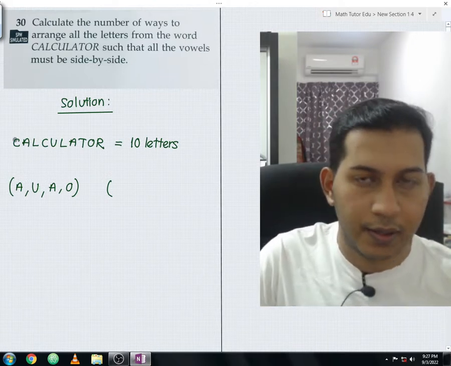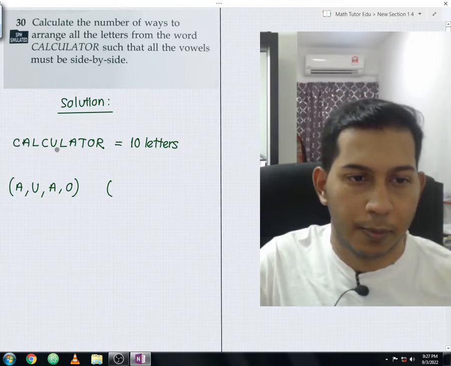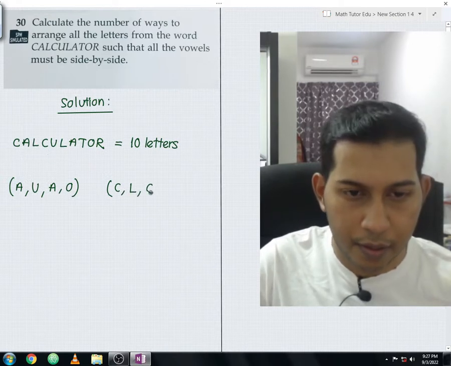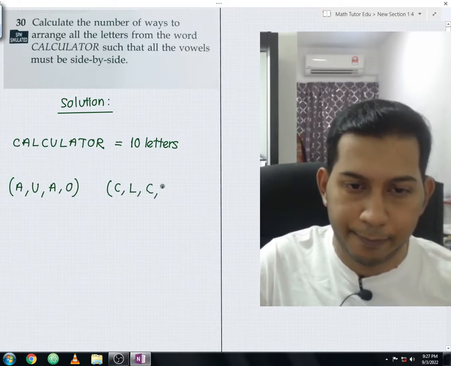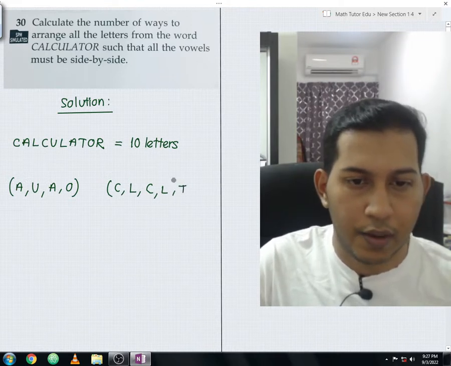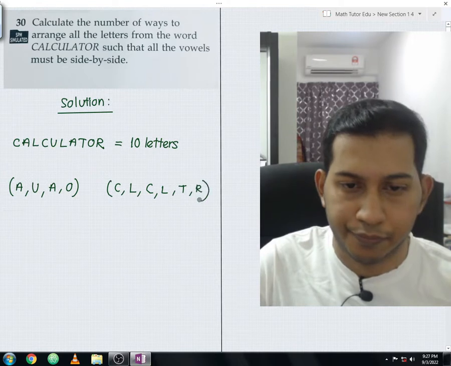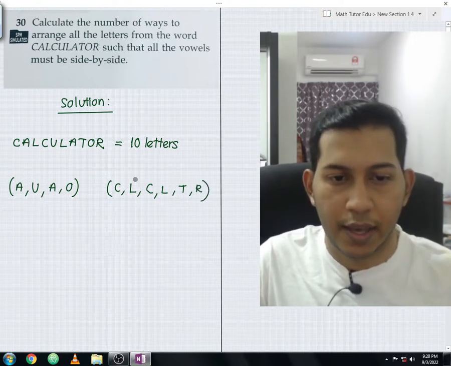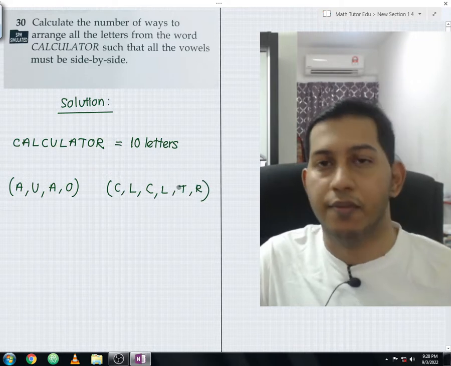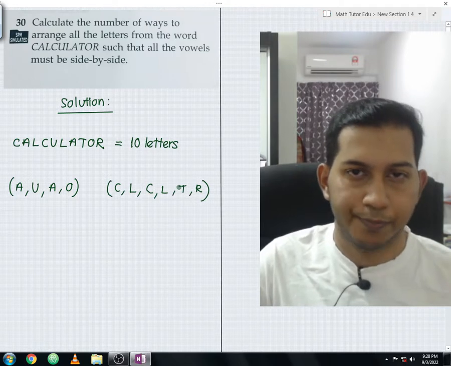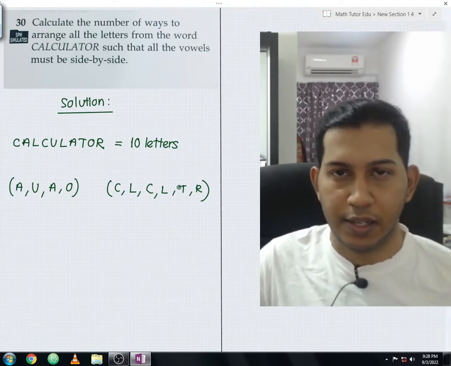So let us list down the consonants. C, then letter L, then letter C again, letter L again, then letter T, and then letter R. So you have 4 vowels, and then 1 2 3 4 5, so you have 6 consonants. I hope you guys are clear until now.